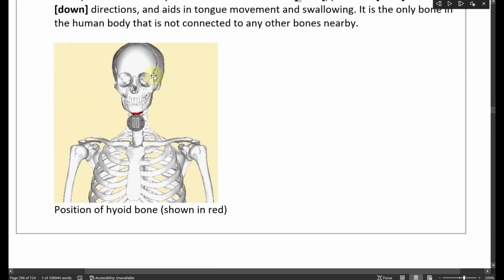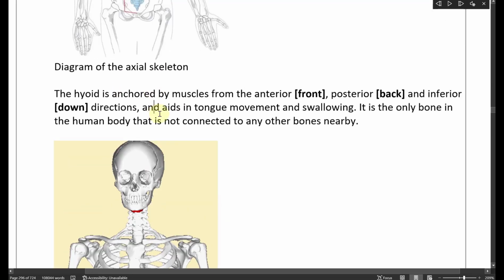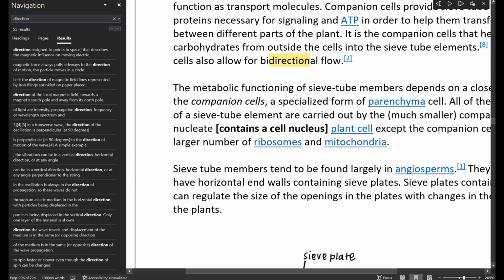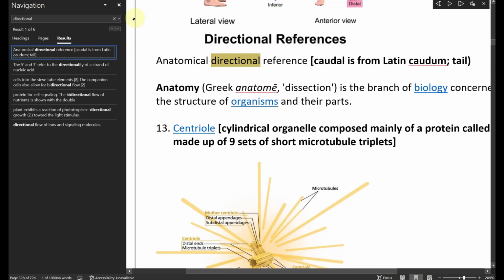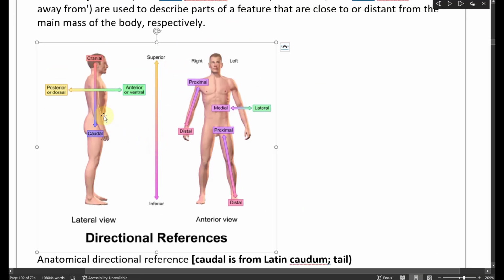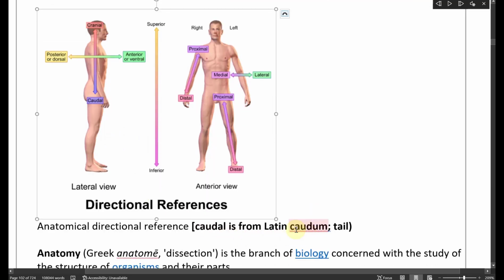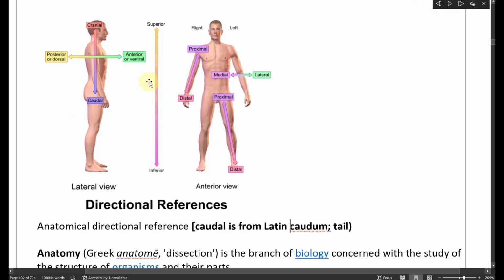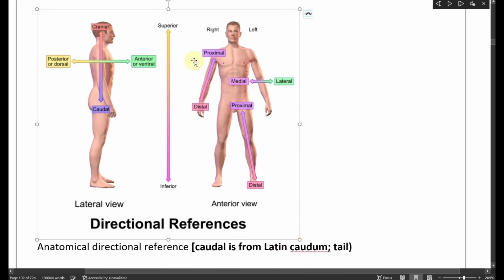Let's take a refresher from way earlier in this video on the anatomical directional references. Scroll all the way back up here. So we have the directional references over here. This is caudal. Caudal is from Latin cauda, meaning tail. So you have the cranial going upwards, and caudal going down to the tail.